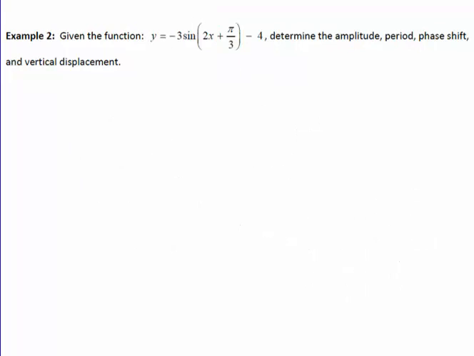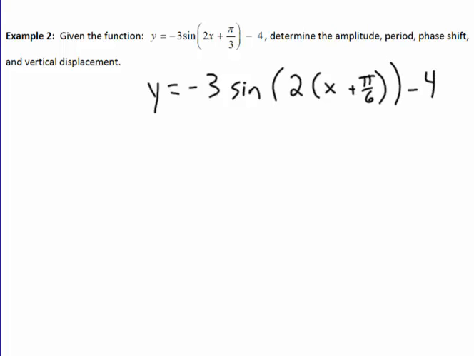Well, let's try another. See if we can determine the amplitude, period, phase shift, and vertical displacement. Now, this is one where we have to be careful, though, because inside the brackets, we have a 2 that must be factored out of both terms inside that bracket. So when we factor a 2 out of 2x, that's pretty easy. We're left with an x. We factor 2 out of pi over 3. Well, what we're left with is pi over 6. So factoring out a 2 leaves us with pi over 6 and minus 4.